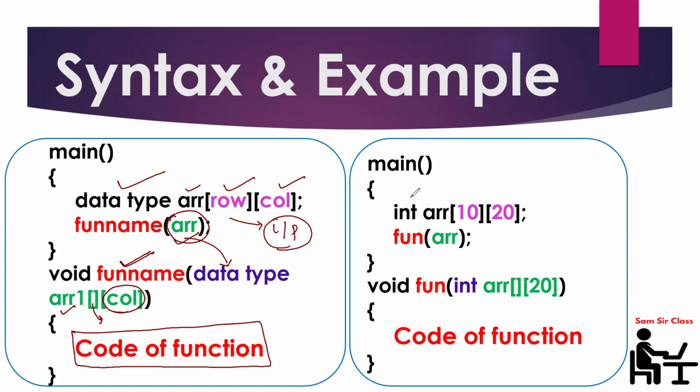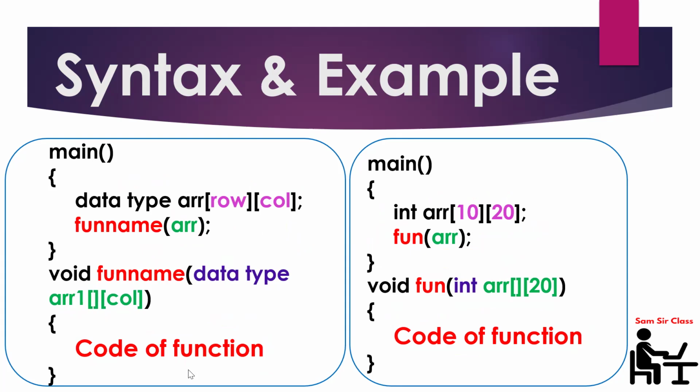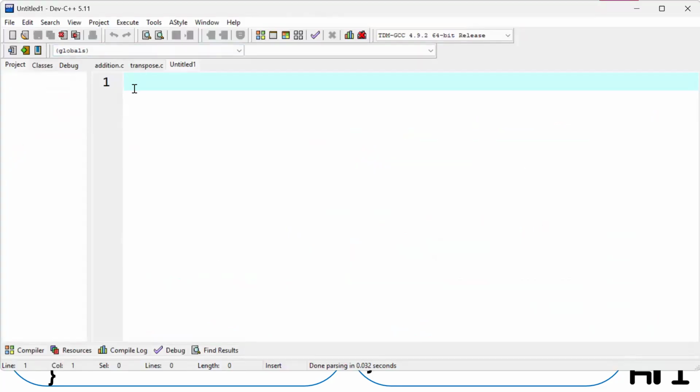If you see the example, you are declaring one integer array of 10 cross 20. Now you have taken the input. After that, you are calling the function fun where you are passing the array, and you are catching it with the same name. A different name can be provided, but the data type must be the same. Here you are keeping the row blank but the column you are keeping a value. Then you write the program. So by keeping all this syntax in your mind, let us write a simple example so that you can understand the use of 2D array and function.